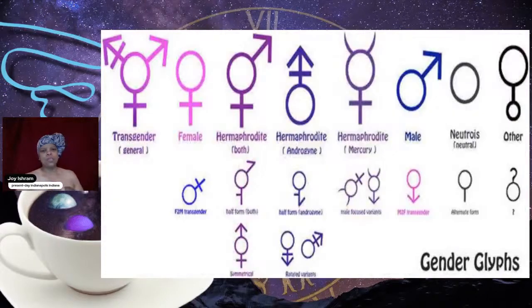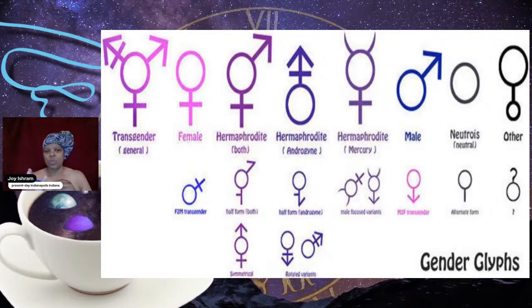Then we got Mars and Venus together. Then they make these symbols, logos, the foundation definition of gender glyphs. So you got your transgender. This is all astrology related.